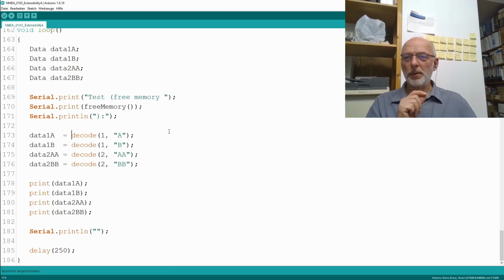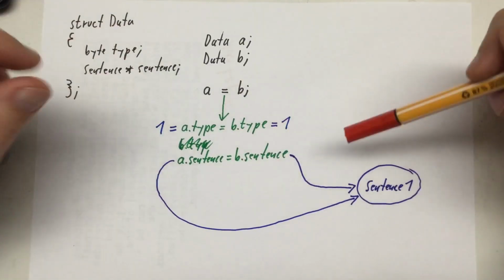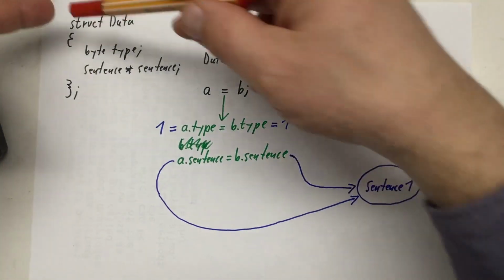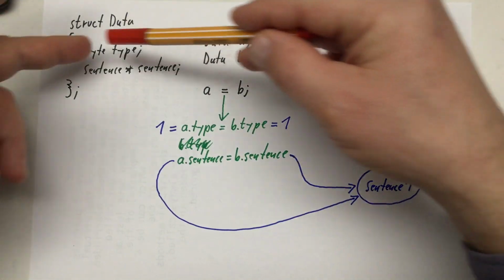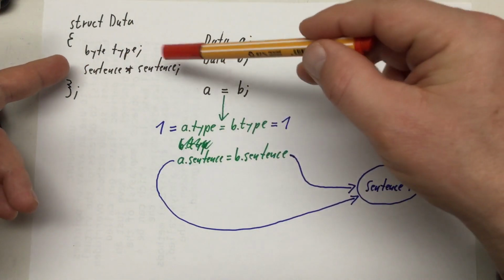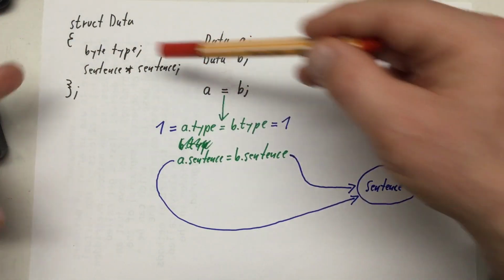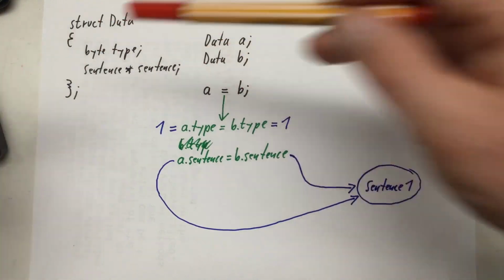There's only one problem here. Well, basically there are two problems, but yeah, one after the other. And that is we are using the assignment operator here to assign a struct to another struct. So what's the problem with the assignment operator? Well, we have our struct data here that contains a byte type and a pointer to a sentence. And I abbreviated sentence type to type here.